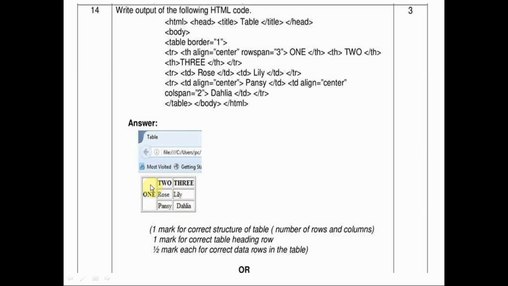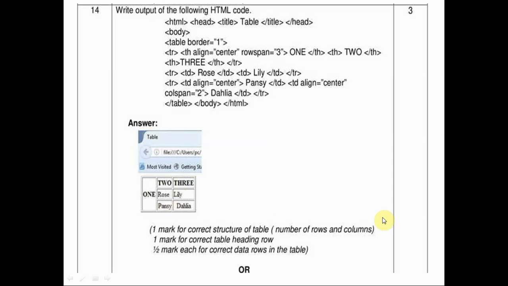Okay, in the first column 3 rows are merged and written as one. In the second column table header 2 is written, in the third column 3 is written, and under the second row rose and lily is written, and under the third row fancy and dahlia is written.